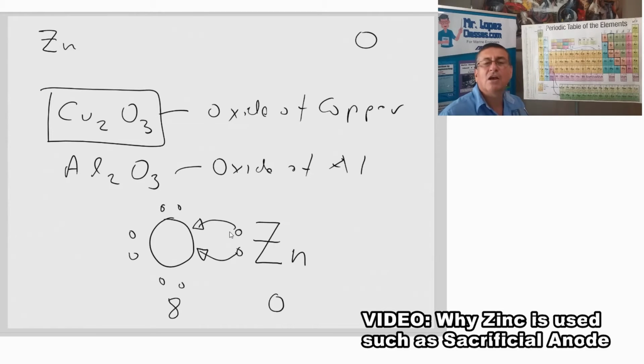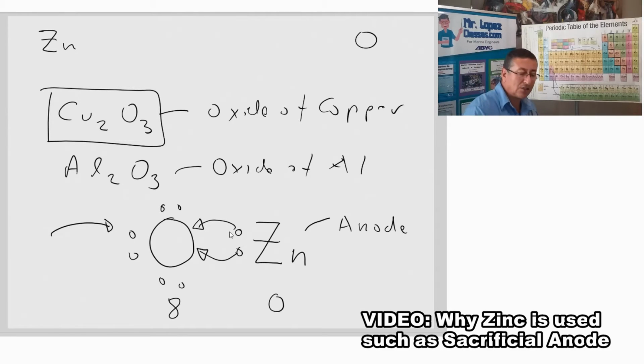What is the name of the element that releases the electrons, that donates the electrons? This is the anode. And what is the name of the element that attracts the electrons? This is the cathode. What is the charge of the cathode? Negative. What is the charge of the anode? Positive.